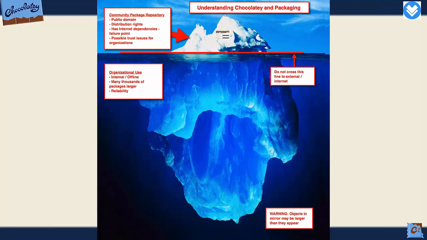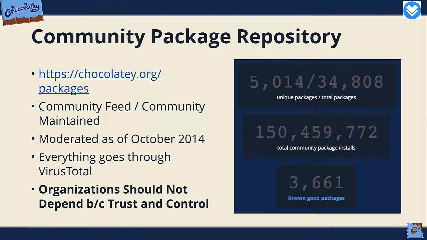They have to reach out to the internet at runtime. And that's a big reason and kind of a failure point with that public repository. And the reason that we recommend that organizations, when they need that ultimate reliability and trust and control, shouldn't use that community package repository. Just a quick mention of the repository itself, though.